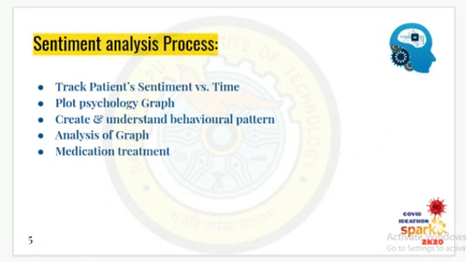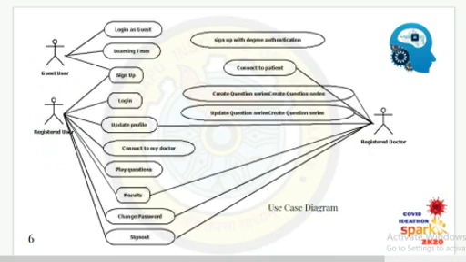First, we have to track patient sentiments versus time, and we have to plot it as a psychology graph. Then we have to create and understand the behavior pattern and the type of personality the person has. Next, we have to plot the analysis graph. Then we can give them medication treatment.